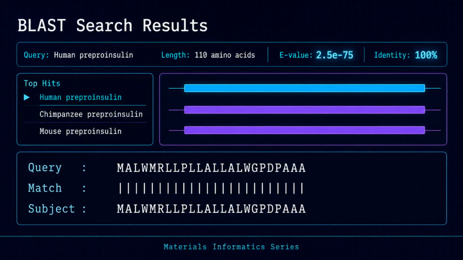Here's what BLAST results look like. For each hit, we get the sequence description, the e-value which tells us statistical significance, the score, and the identity percentage. The alignment shows matching residues with vertical bars. An e-value of 2.5 times 10 to the negative 75 indicates a highly significant match.